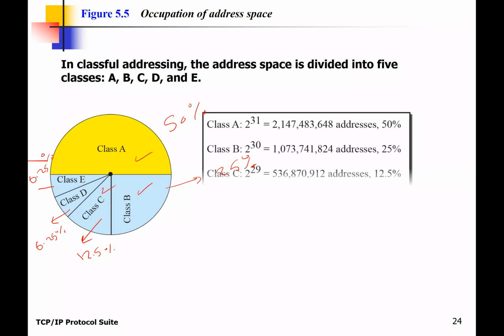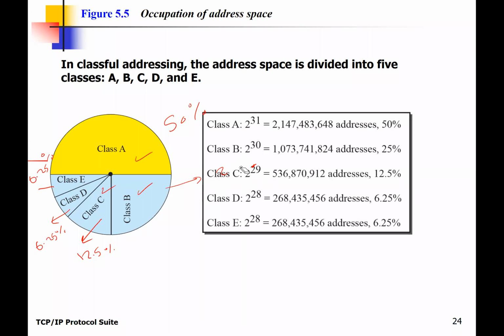Okay. So class A is 2 to the power 31, correct? How many bits we said we have for the IP address? 32. Okay. So how many IP addresses for class A will I have? 2 to the power 31. There is 1 bit missing here, and we'll see why. What about class B? It's 2 to the power 30. Class C is 2 to the power 29, and this one 28, and this one 28.